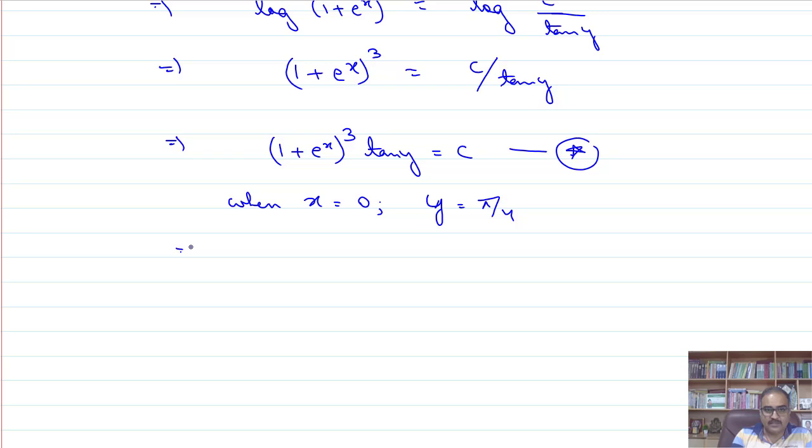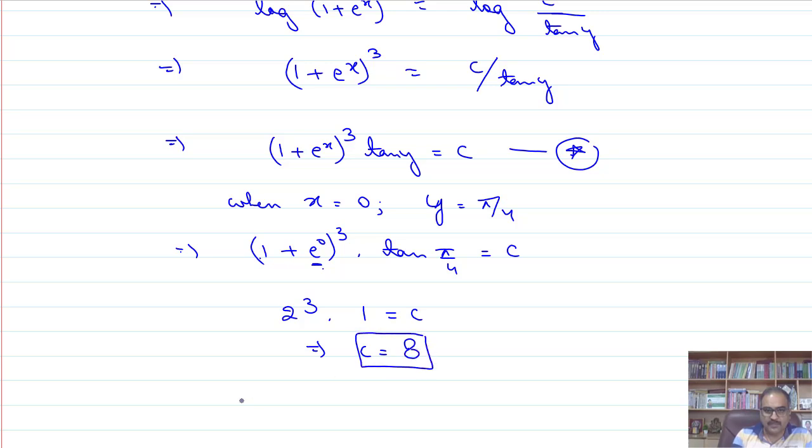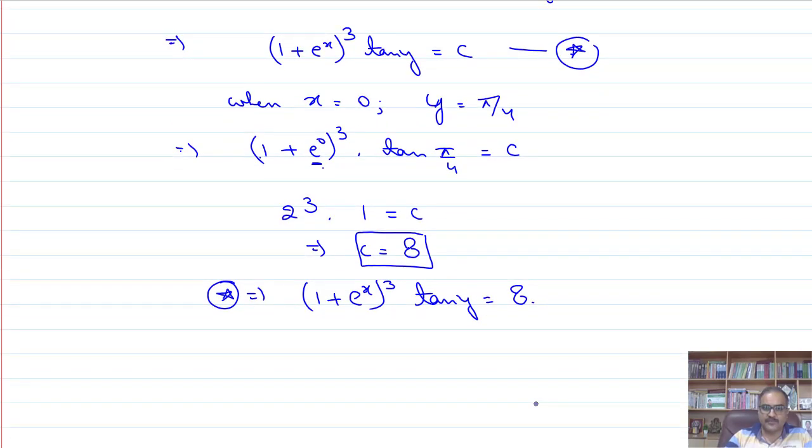So that means (1 plus e raised to power 0) whole cube into tan of pi by 4 is equal to c. So anything to the power 0 is 1. So 1 plus 1, 2. 2 cube into tan pi by 4, that means tan 45, that will be 1, is equal to c. So that means c is equal to 2 cube, that will be 8. So equation number star reduces to (1 plus e raised to power x) whole cube tan of y is equal to 8. That is our final solution.